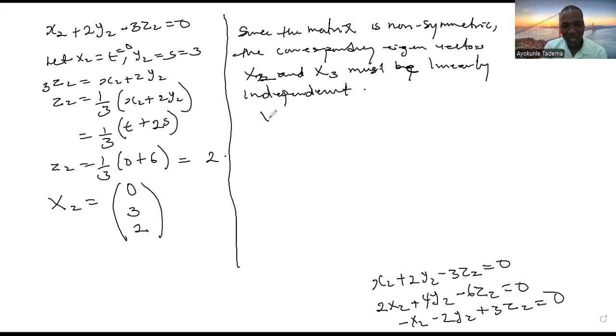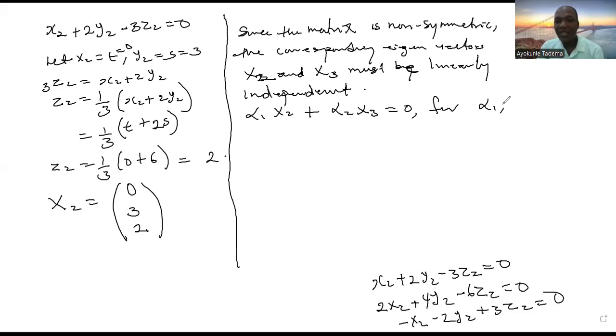That is, some scalars times x2, maybe lambda, okay, I should not use lambda. Let me use another letter, please. Maybe, let's say alpha 1 x2 plus alpha 2 x3 must be equal to 0, and all your alphas must be equal to 0.